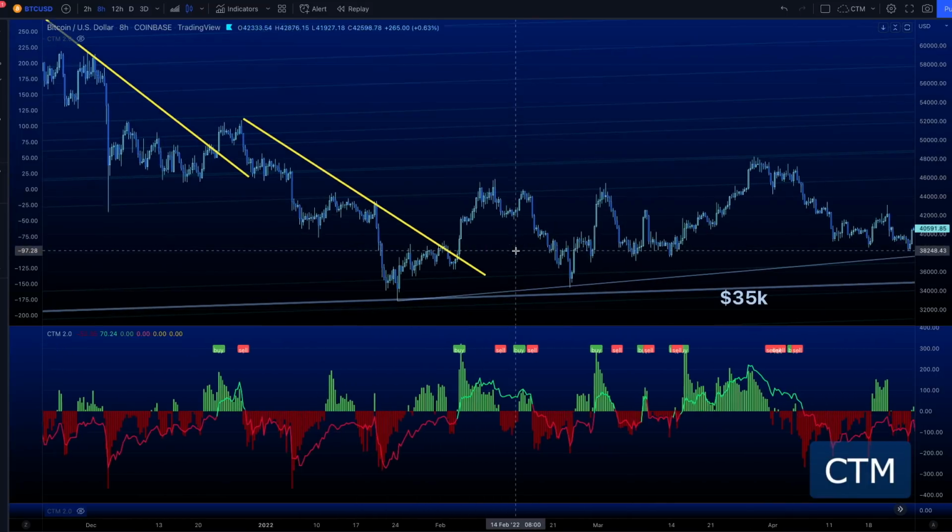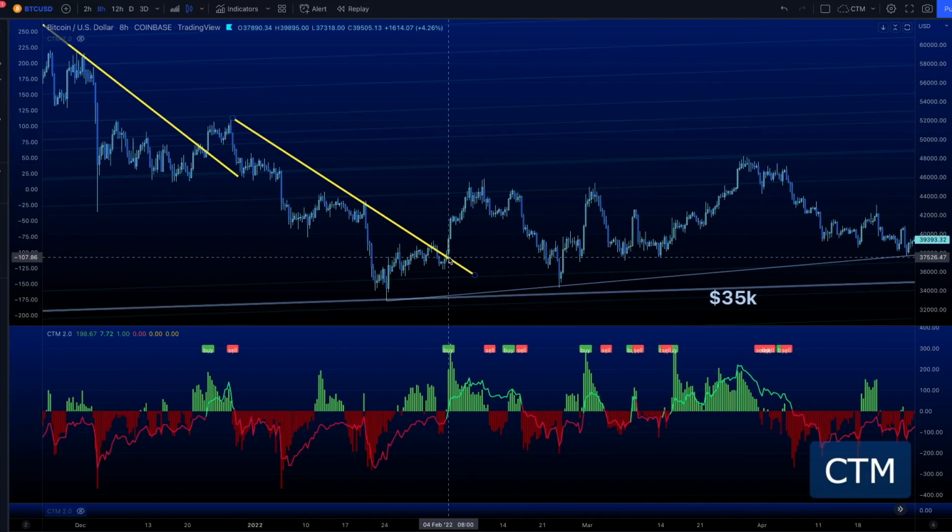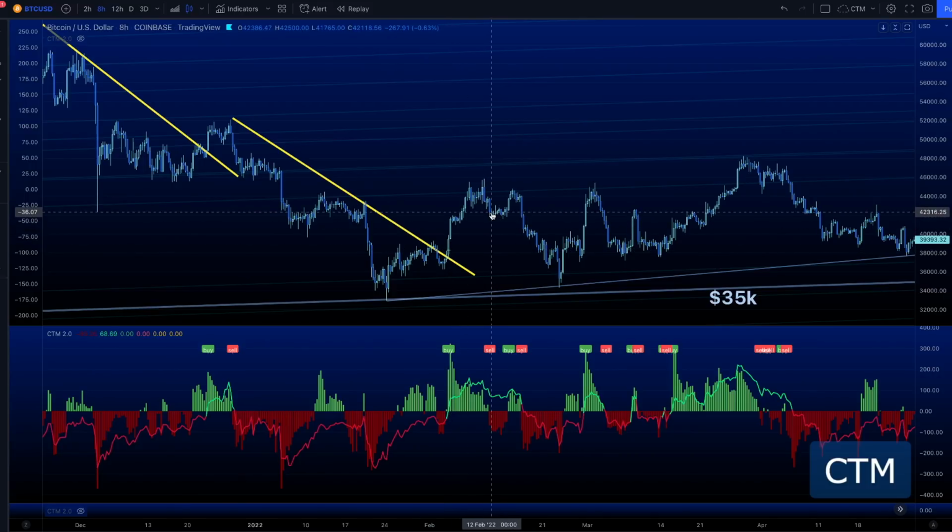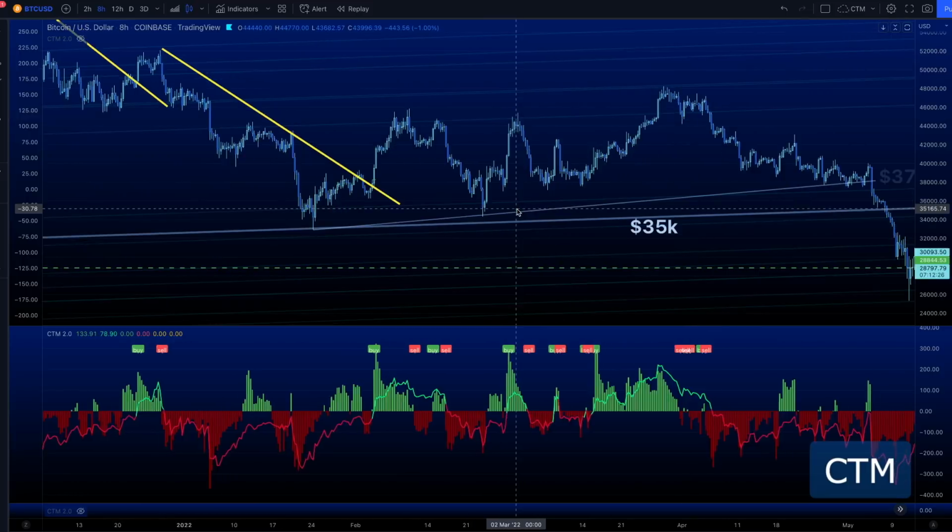And then the same thing occurs over here. CTM 1.0 and 2.0, that February, both of them going long. The only difference is CTM 2.0 was able to take profit, where CTM 1.0 wound up taking a loss on that trade. So that's the difference.